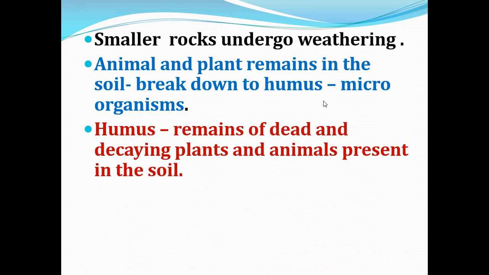So what is meant by humus? Humus is the remains of dead and decaying plants and animals present in the soil.